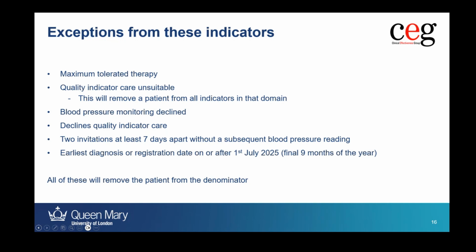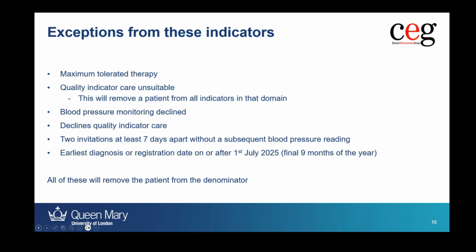And then there are codes around invitations, and this spreads across other indicators as well, and they've been aligned to match this rule set. Where if patients are invited to have their blood pressure looked at or their cholesterol looked at on 2 occasions which are at least 7 days apart, they will then be removed from the denominator if they don't have a further blood pressure reading or cholesterol reading. We'll go into that in a little bit more detail about how these can be best and appropriately used later in the presentation.